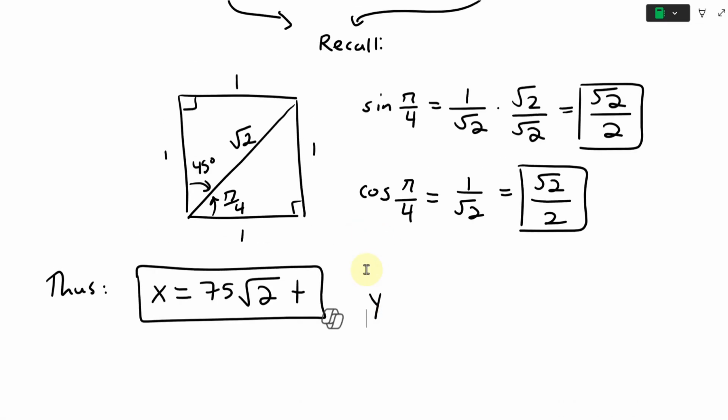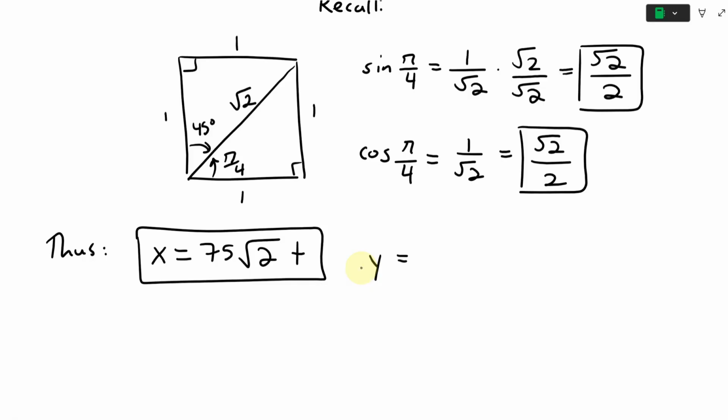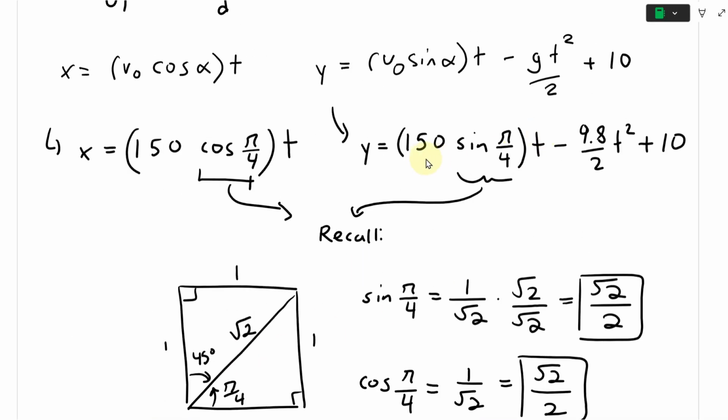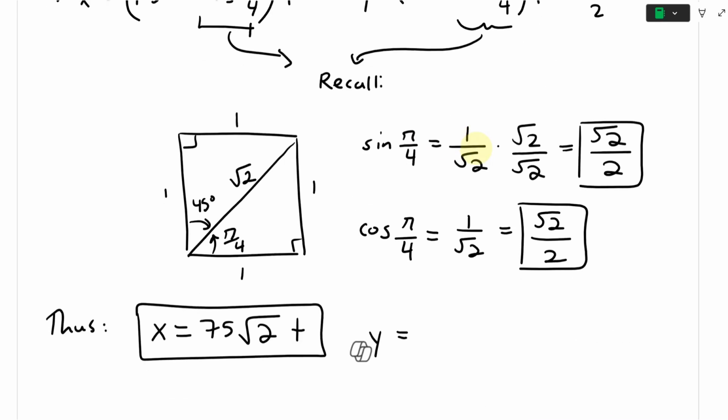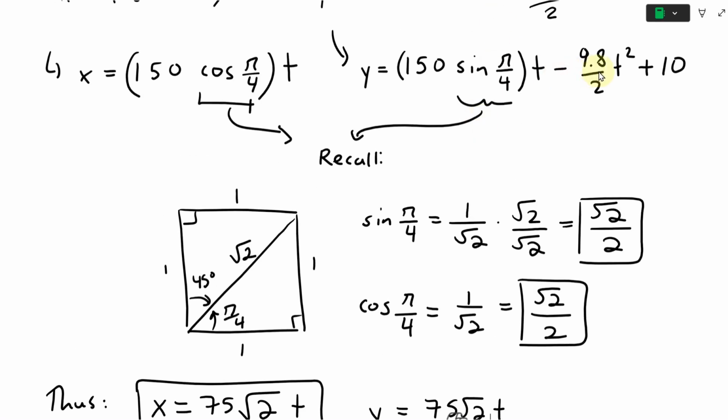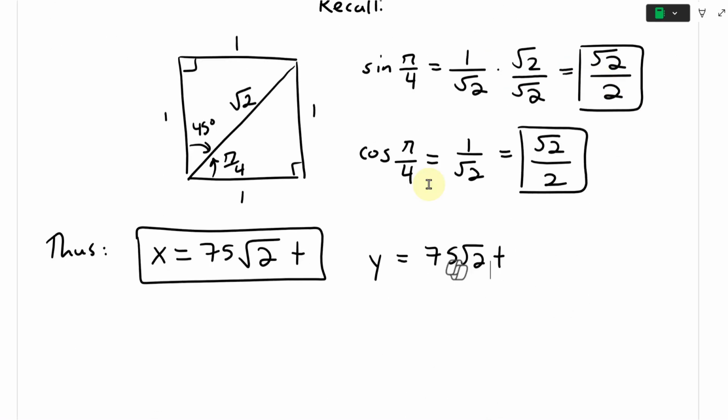Right here, I just fix that box up. So this is going to be y. Yeah, this one, fix that up. So y is going to be 150 divided by 2, which is just 75, and then sine gives square root 2. So we're going to have 75 square root 2 t minus 9.8 over 2.